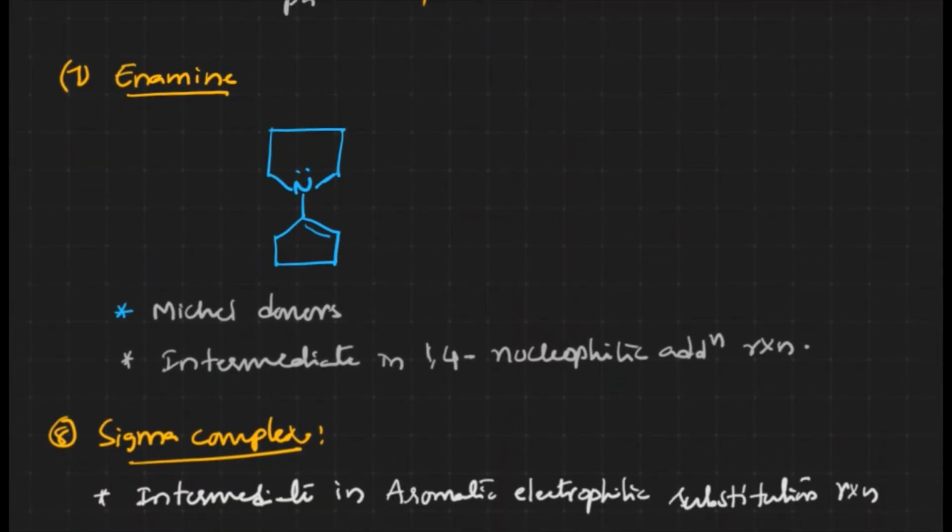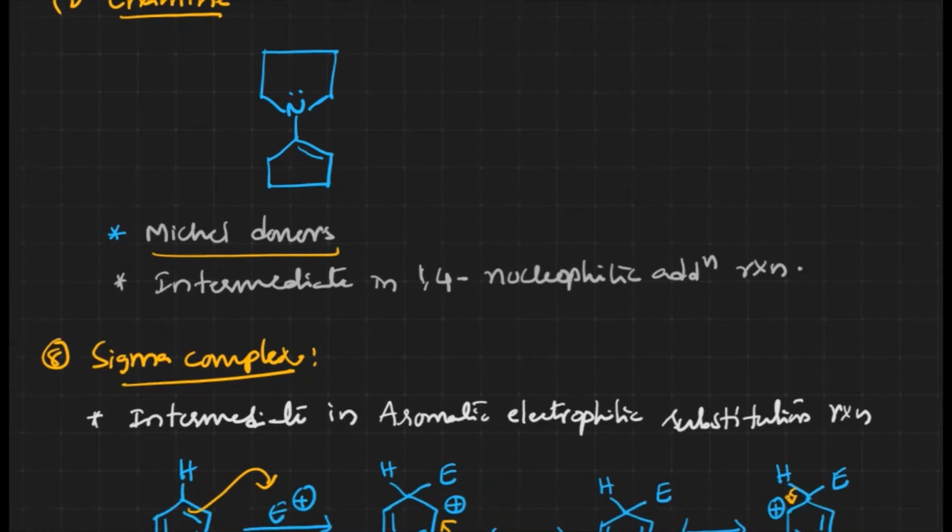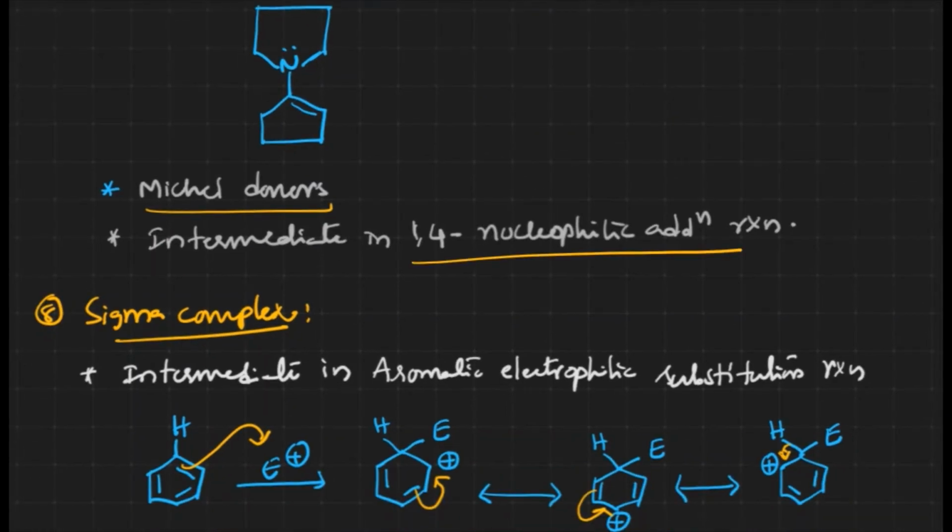And now let us see the enamines, right? Enamines means what? Generally in organic compounds in IUPAC nomenclature, if a single bond is there, the suffix will be ane, double bond ene, triple bond yne. Here we have a double bond, ene, and here we have amine. That's why it is enamine. These are examples of Michael donors. These are intermediates in 1,4 nucleophilic addition reactions.